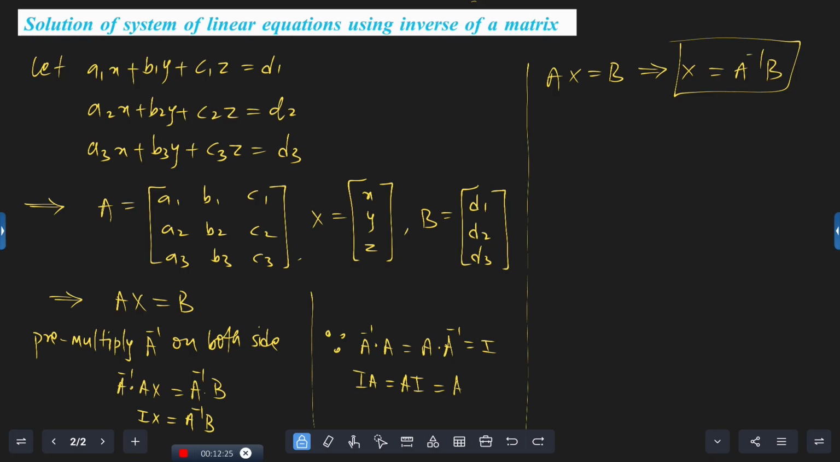Ax equal to B, X is what? X equal to A inverse B. The last step which I wrote is very important, you should remember.